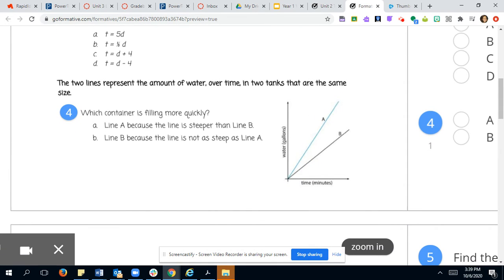Number 4. The two lines represent the amount of water over time in two tanks that are the same size. Which container is likely to fill more quickly? A, line A, because the line is steeper than line B. B, line B, because the line is not as steep as line A.